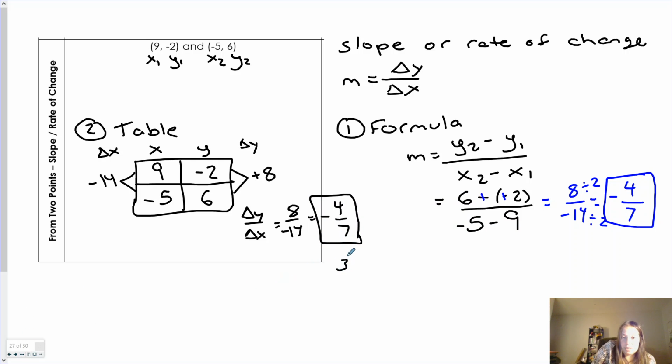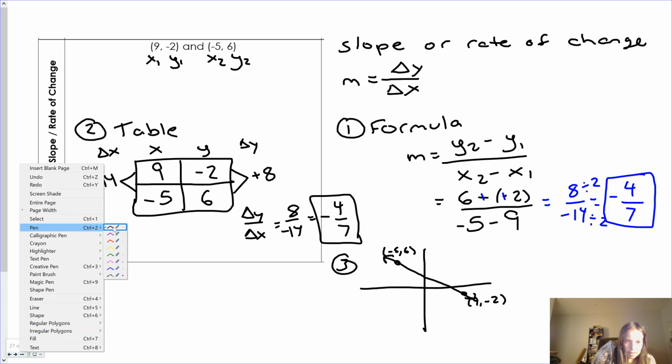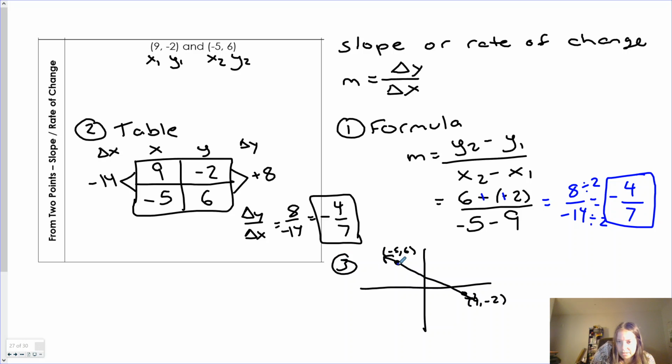Your third option is to ask for some graph paper and plot your points. So (-5, 6) would be about here. And (9, -2) would be about there. So my line goes between these 2 points. There's my doodle. And I can make my right triangle. On either side will work, and then we just look.